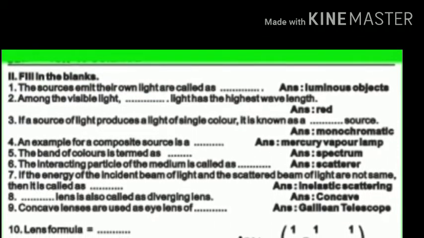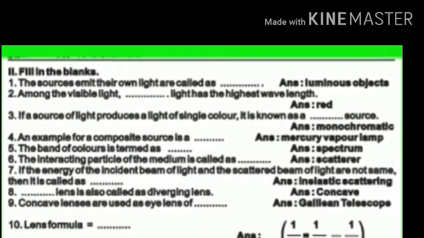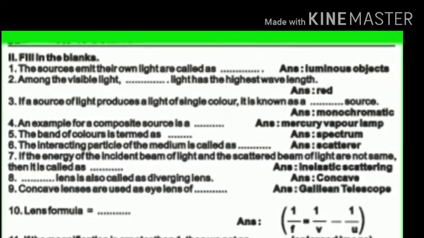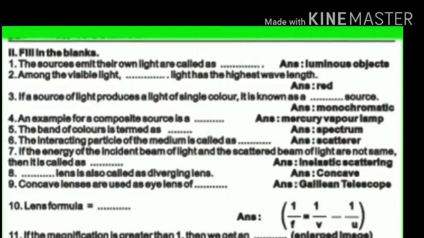An example for a composite source is a dash. Answer is mercury vapor lamp. The band of colors is termed as dash. So the answer is spectrum. The interacting particle of the medium is called as dash. So the answer is scatterer.